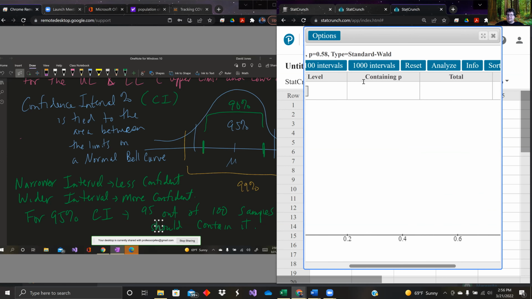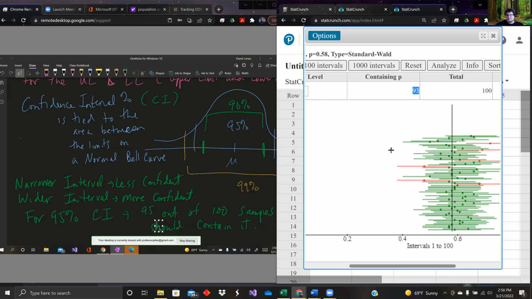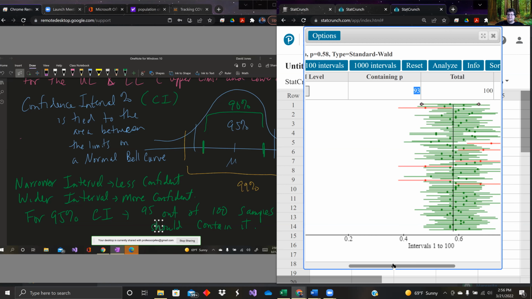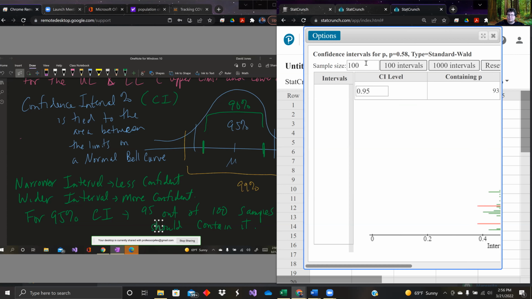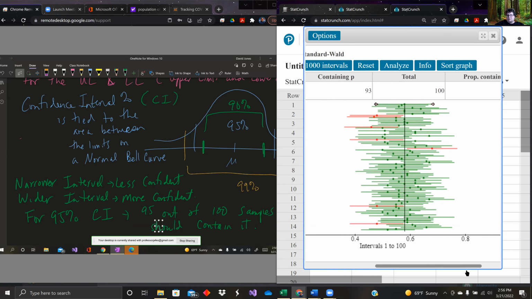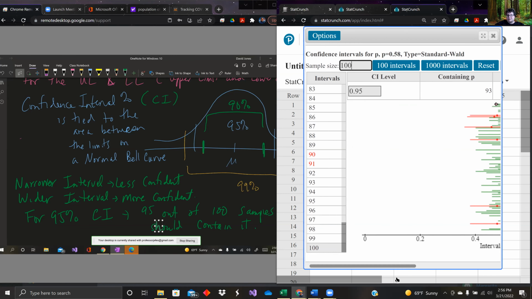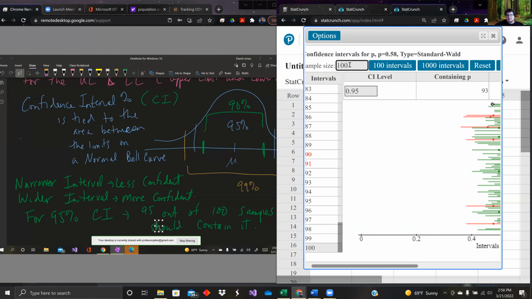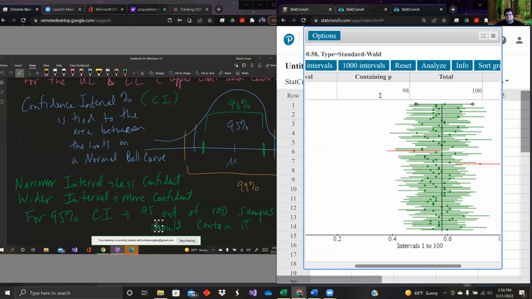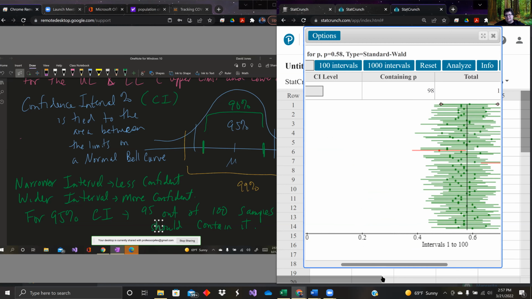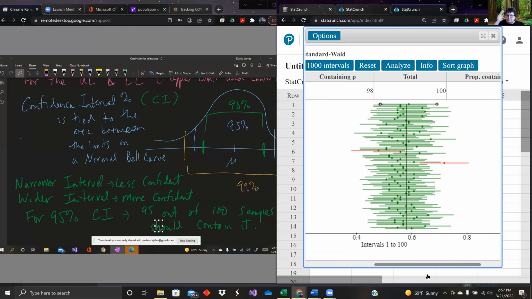If I reset it and did another 100 intervals, I got 93 again, but it's a different 93. Like 84 is not red anymore. I can reset it and run it again. Why does it keep giving me 93? It's a coincidence. Reset, run again. This time 98 of them contained it. So usually if you do enough of these, the average is 95 out of 100 contain it.